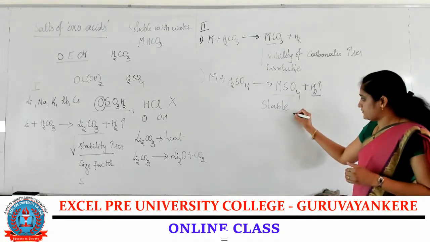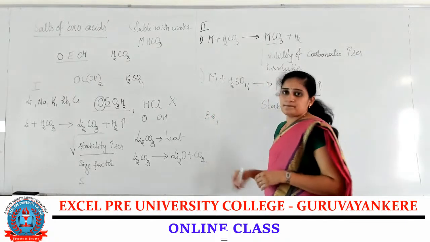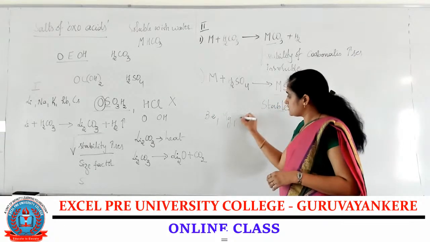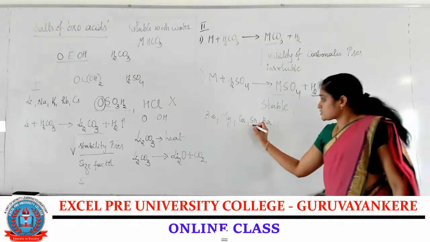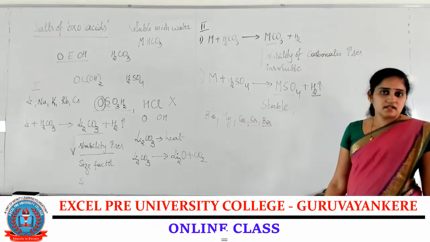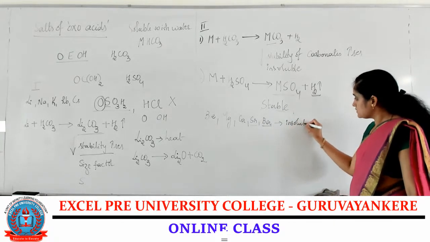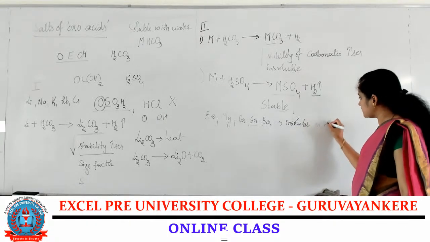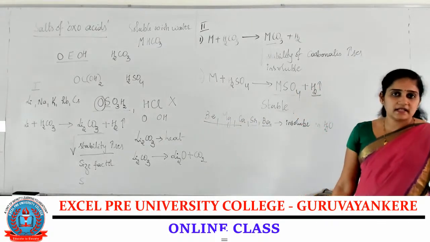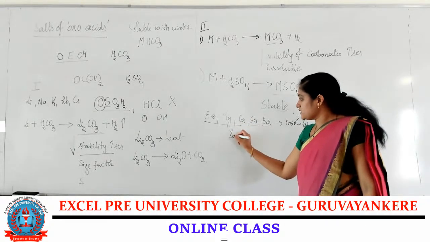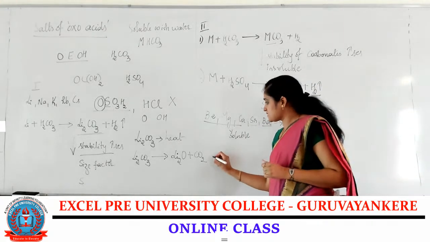The metals are beryllium, magnesium, calcium, strontium and barium. Strontium sulfate and barium sulfate are insoluble in water, while beryllium sulfate, magnesium sulfate and calcium sulfate are soluble in water. That is about the sulfates.